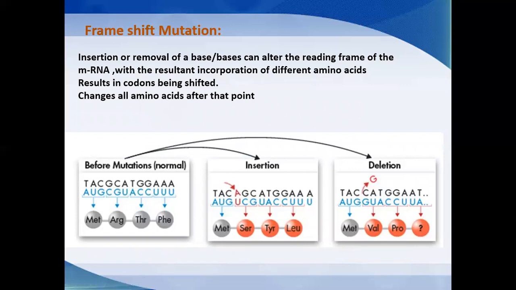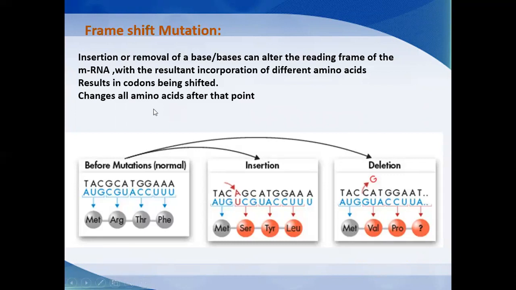Next, one more type of mutation that frequently occurs in the DNA molecule is the frameshift mutation. A frameshift mutation is nothing but the insertion or removal of a nitrogen base, which can alter the reading frame of the mRNA, with the resultant incorporation of different amino acids, resulting in codons being shifted.